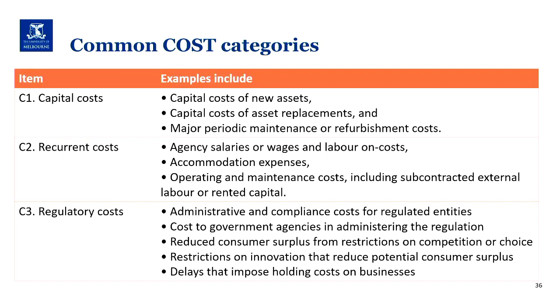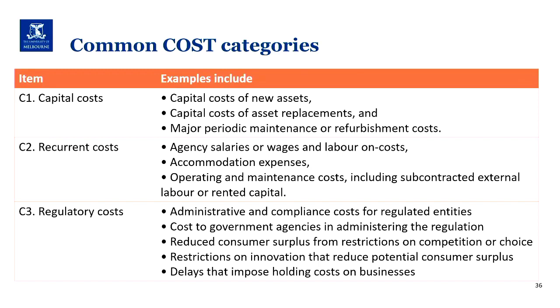So in recurring costs, you have the agency salaries and wages and labor on-costs, accommodation expenses, operating and maintenance costs, including subcontracted external labor or rented capital. So capital costs usually are at the beginning of the project, and the recurring costs are the costs that you're going to have throughout the development of the project, right?